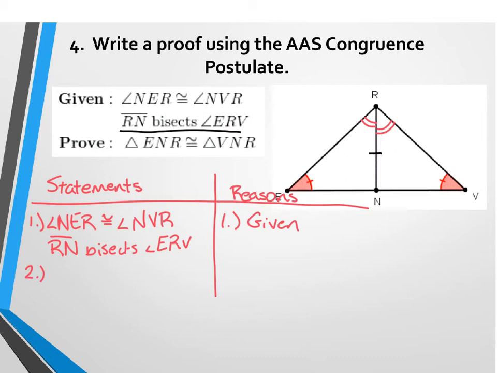Now the next statement, exactly what I stated before, we can go ahead and show that the 2 angles I just marked are congruent to each other. And the names of those are ERN and VRN. And the reason we know that those are congruent to each other is because of the definition of angle bisector.